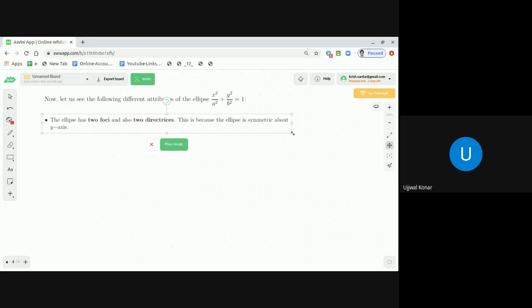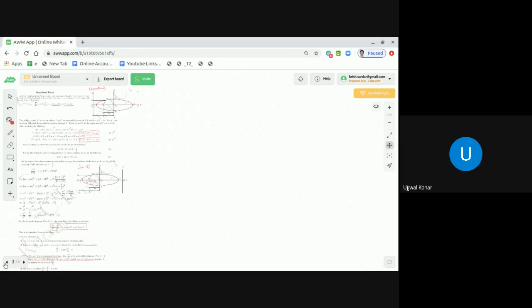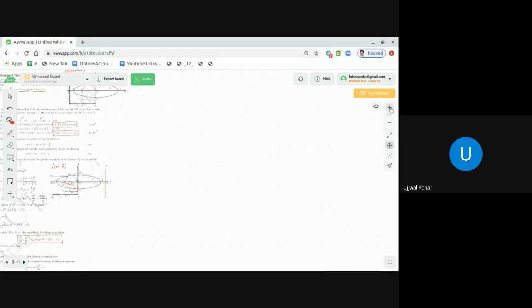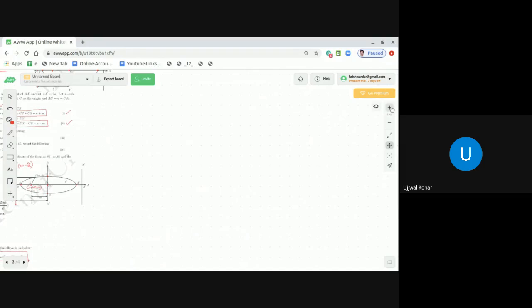Why is it so? Let us understand. I just want to take you to the previous page where I drew the equation of that ellipse. If you look into it, dear students, let me increase the font.